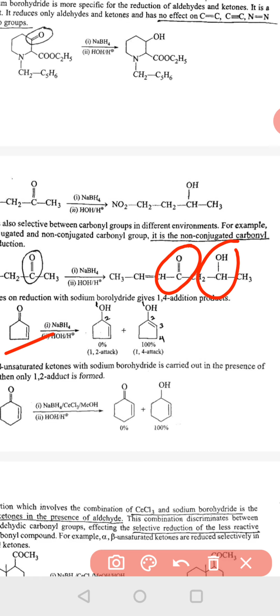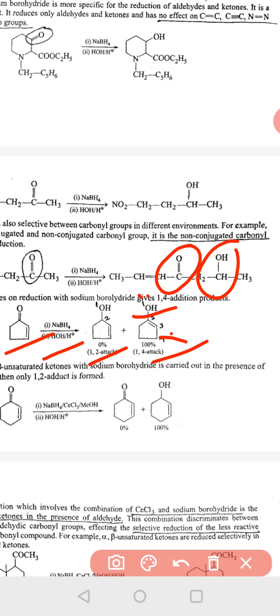This is alpha beta unsaturated ketones. When it undergoes reduction with sodium borohydride, it gives only 1,4 product, and 1,2 product is not formed. This is 1,4 product. Look here, this is first position, this O group is reduced to OH, and at this fourth position reduction occurs and we get this 1,4 addition product.